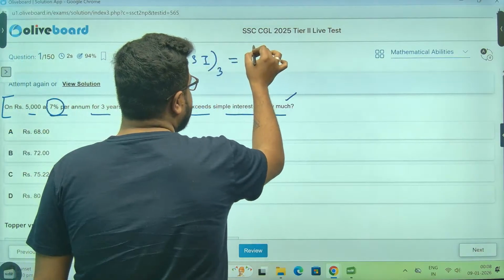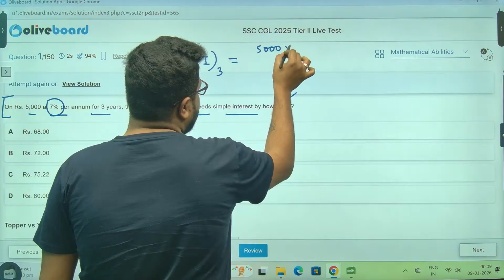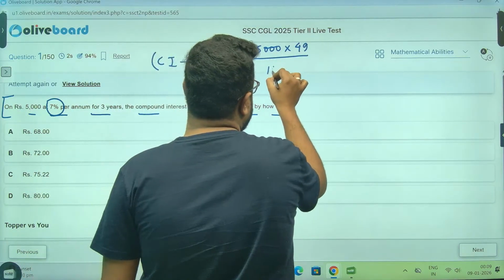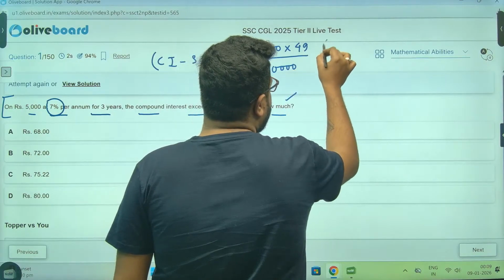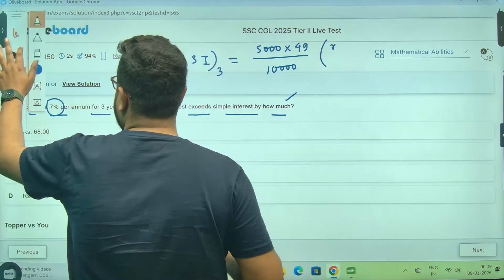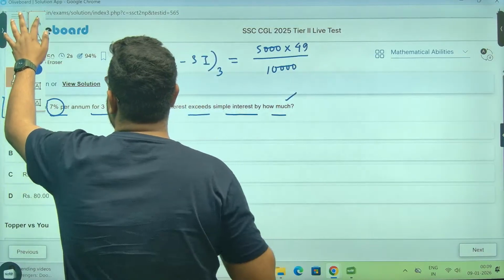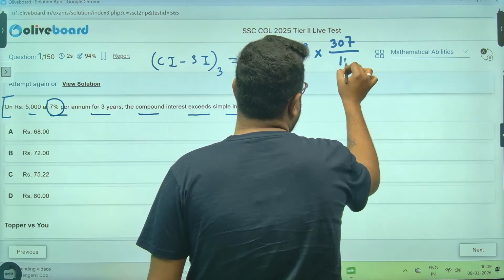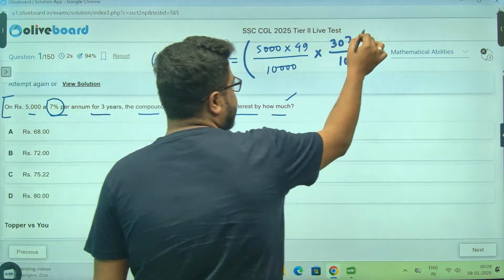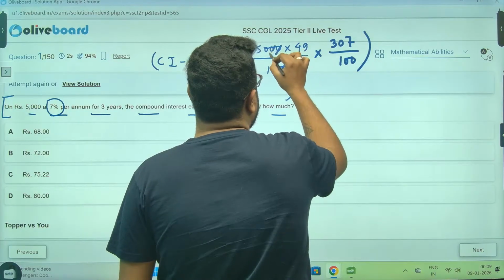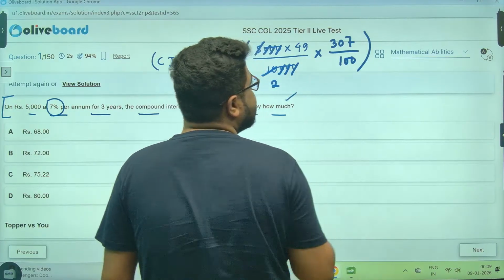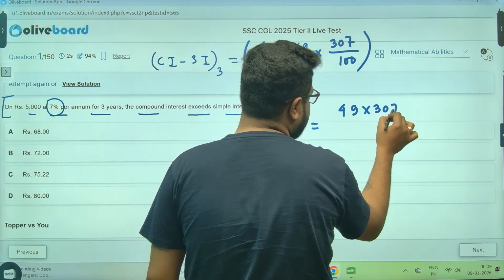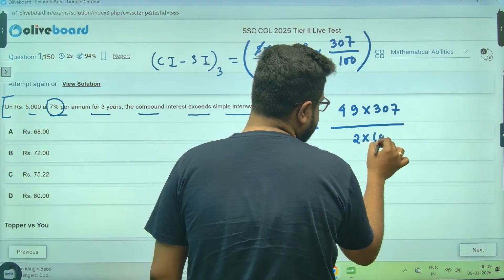So the formula is PR square. So 5,000 into R square. R is 7, so 7 square is 49, divided by 10,000, into R plus 300. Let me just write it directly. So 300 plus 7 is 307 by 100. If you are comfortable with this, just this is 2 directly and this is 100. So ultimately you just need to do 49 into 307 divided by 2 into 100.